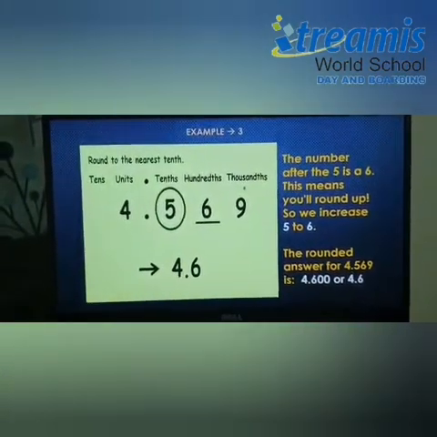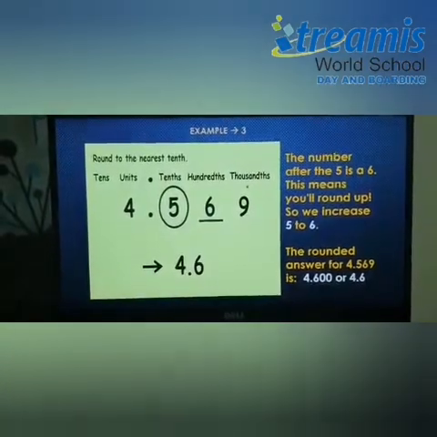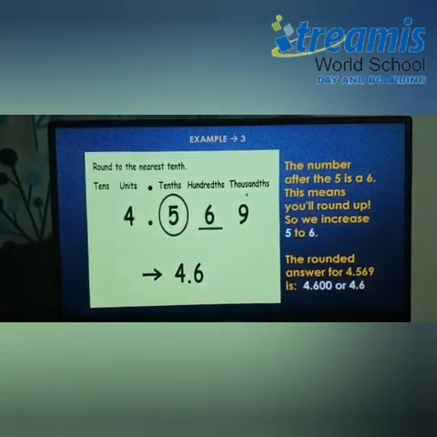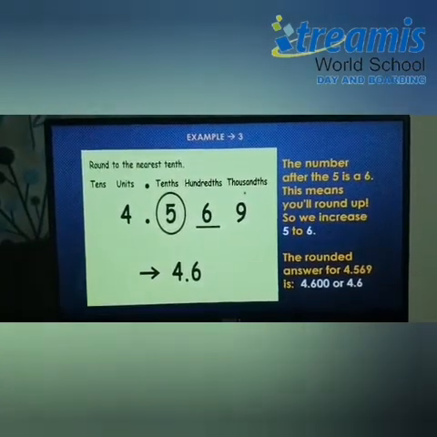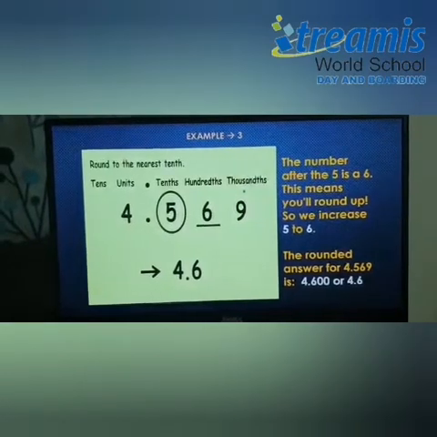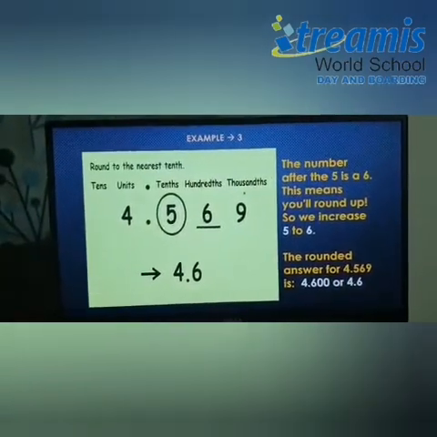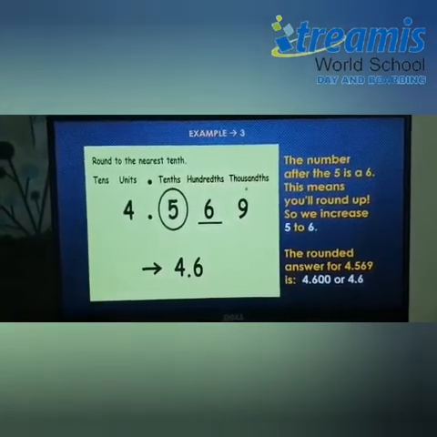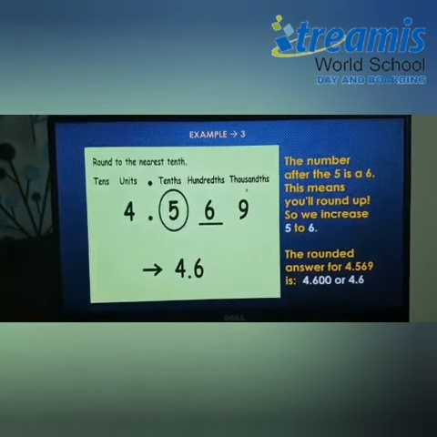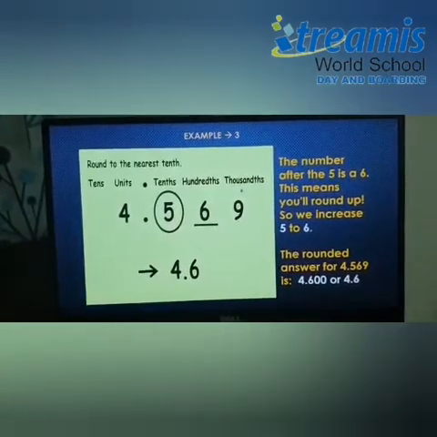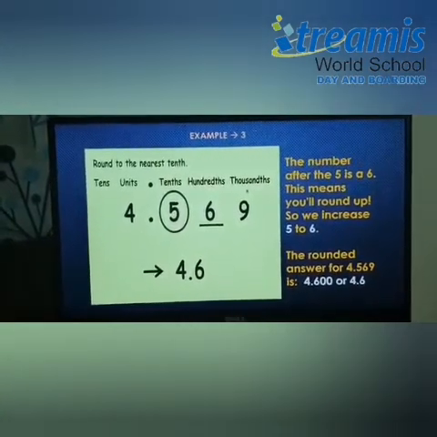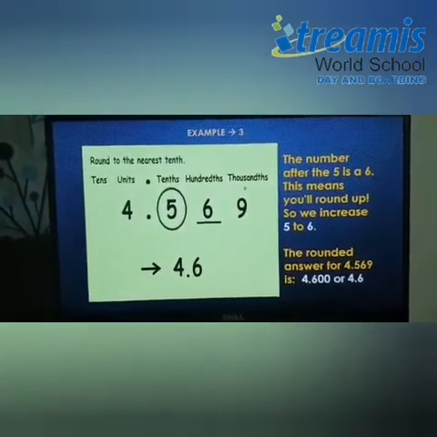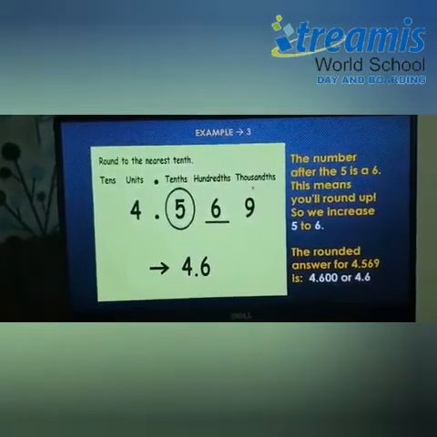Now the last example, children. 4.569. Again, what you have to do is circle the number which is in the tenths place, that's 5. Underline the number which is in the hundredths place, that is 6. So as you can see, the number after 5 is a 6. This means you will round up. So we increase 5 to 6. Therefore, the rounded answer for 4.569 is 4.600 or 4.6.